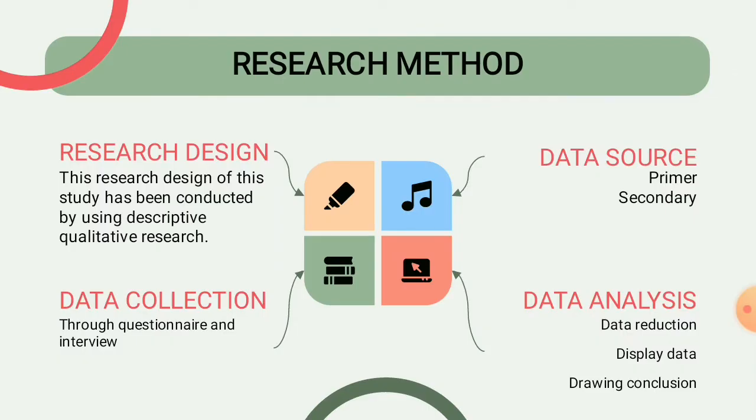This research design has been conducted by using descriptive qualitative. There are two kinds of data sources. First is primary data. In this primary data, the researcher used questionnaire results from the 31 students of 5th semester and interview with 5 students of 5th semester. Then as secondary data, the researcher used website, journal article that related to the study.